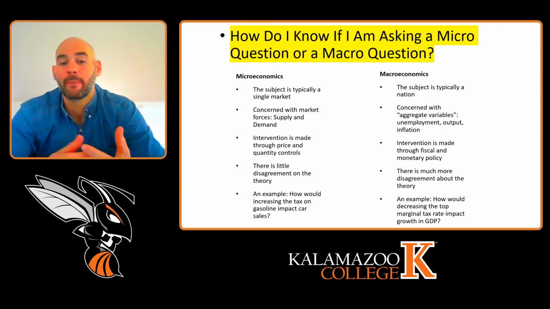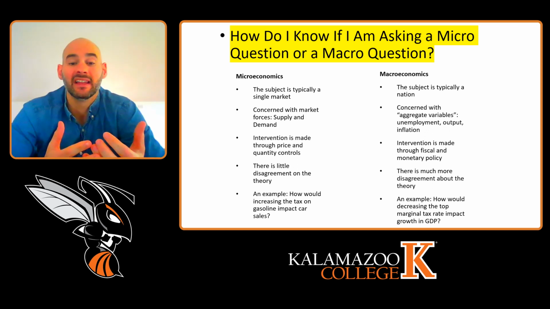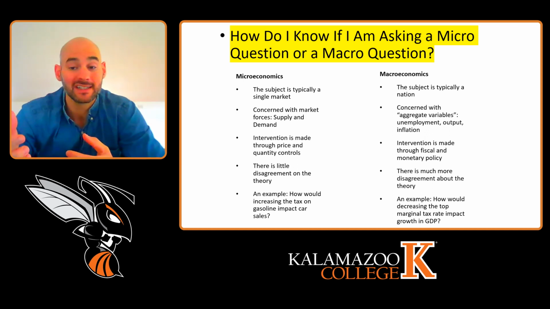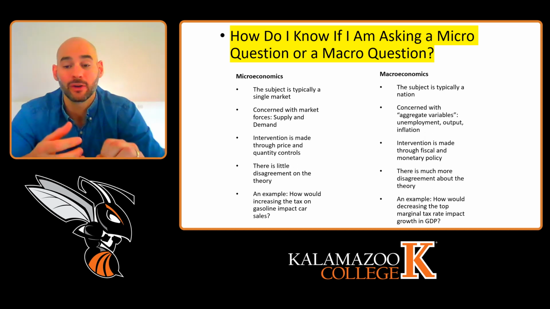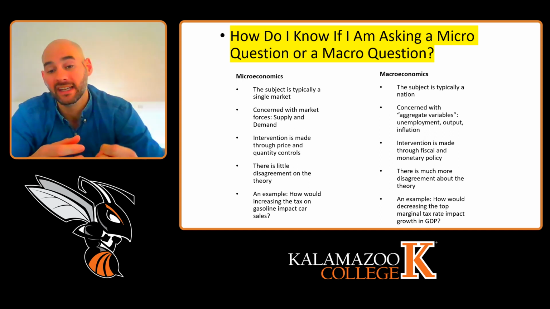And an example of a microeconomics question would be thinking about a particular market, thinking about how we can increase the tax on gasoline to impact the sale of cars. And so we're thinking about particular markets, and we're thinking about outcomes which are related to price and to quantities.